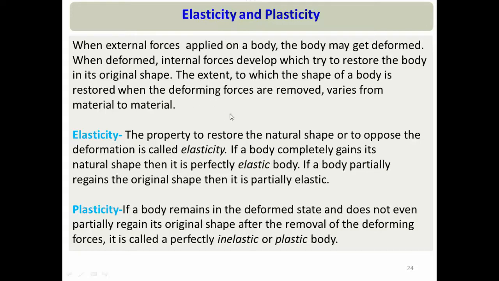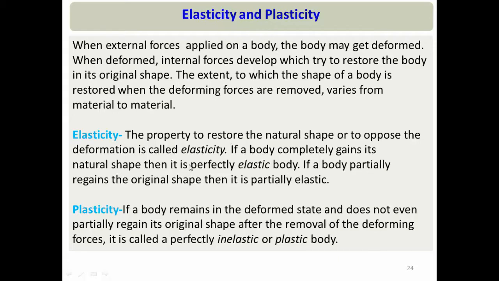Now, if I remove that external force, and the body regains its natural shape when we remove the external force, then that type of body is called an elastic body. If the body completely regains its natural shape, then it's called a perfectly elastic body, and if a body partially regains its natural shape, then it is called a partially elastic body, and this property of a material is called elasticity.